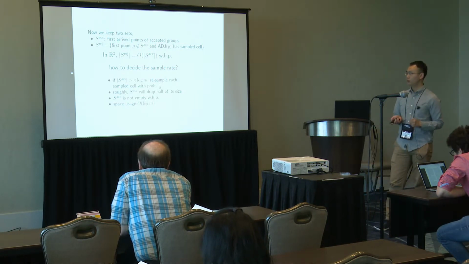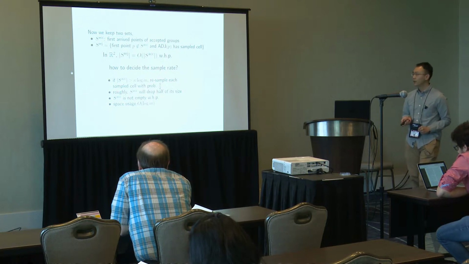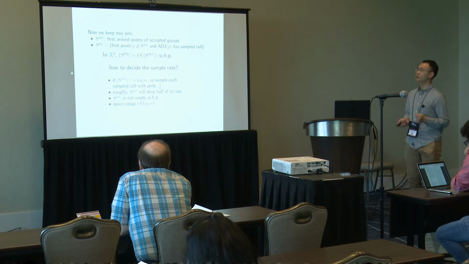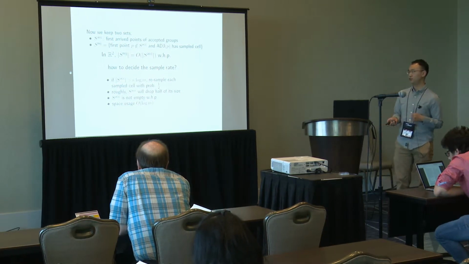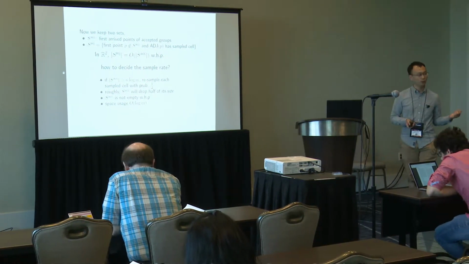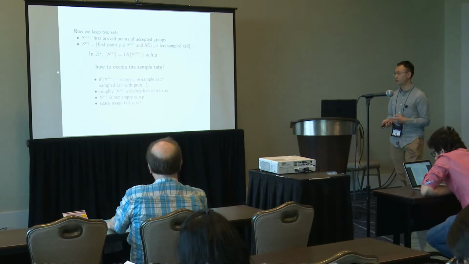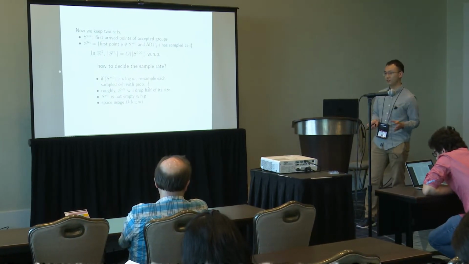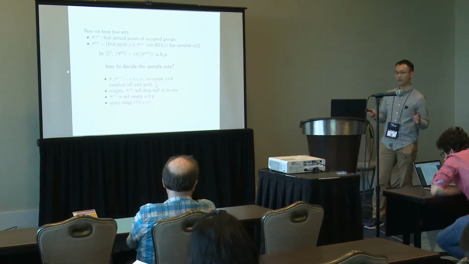Also, how do we decide the sample rate? When the set of accepted points is too large, we simply resample with 1/2 probability. And then with high probability, it's half of the size. So we can bound the space.